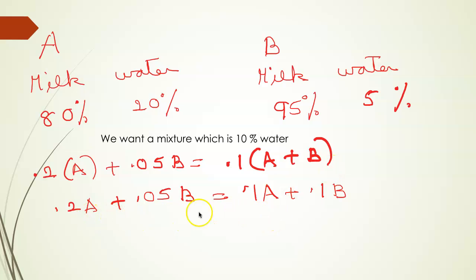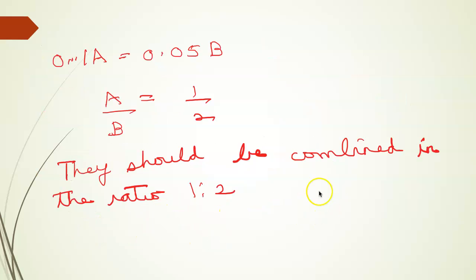So solving this, when you open this bracket, what do you get? 0.1A plus 0.1B equal to the left hand side. So we get 0.1A equal to 0.05B, or A by B is half. So in what ratio should they be combined? The ratio is 1:2.